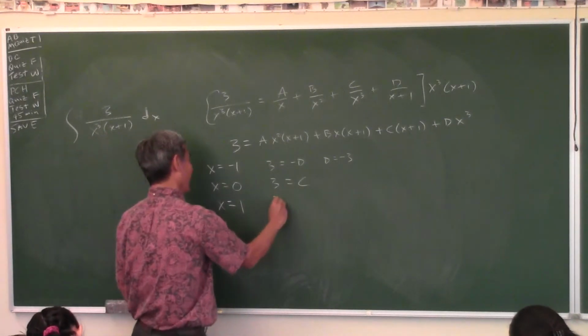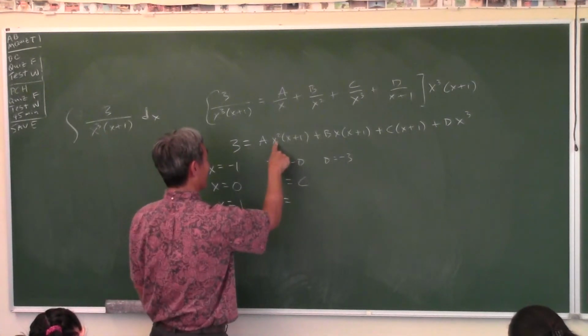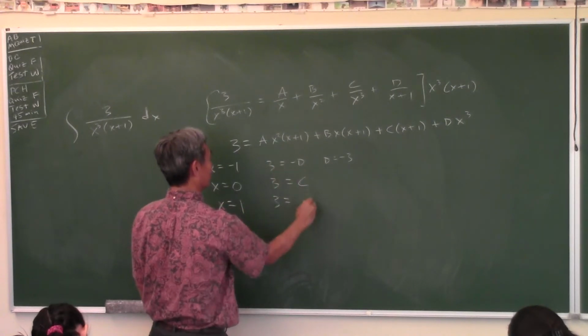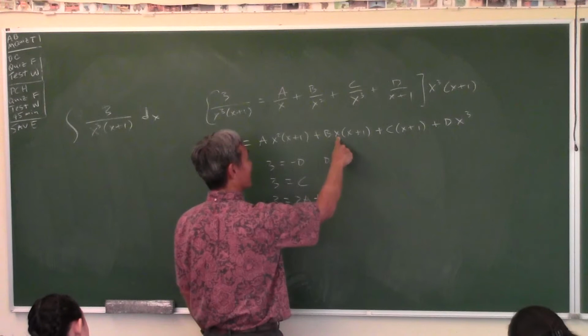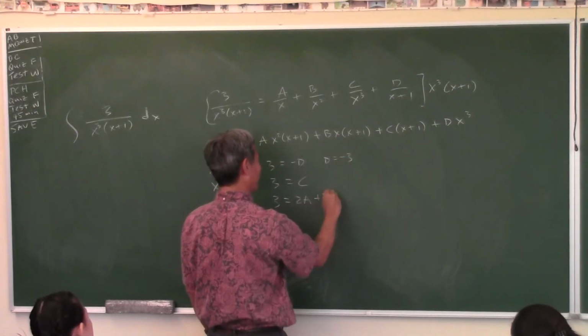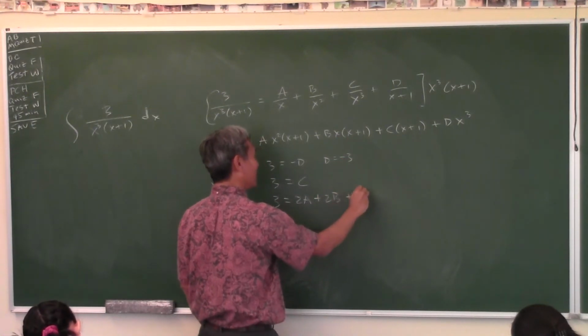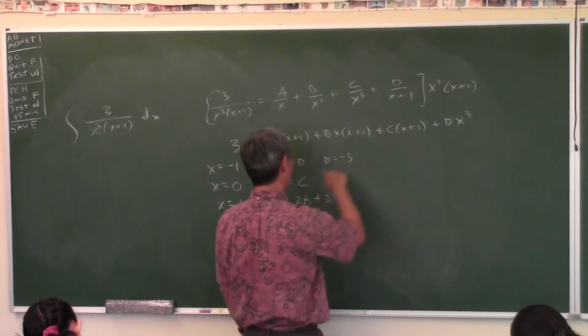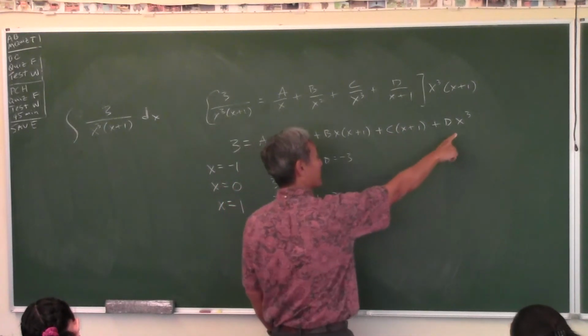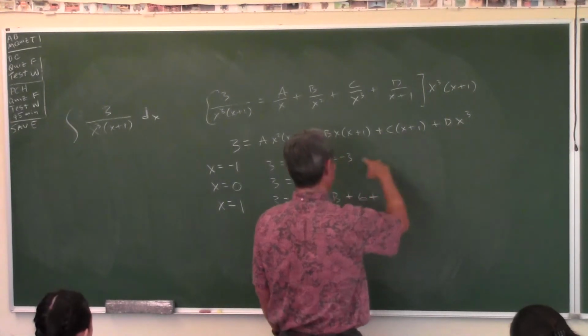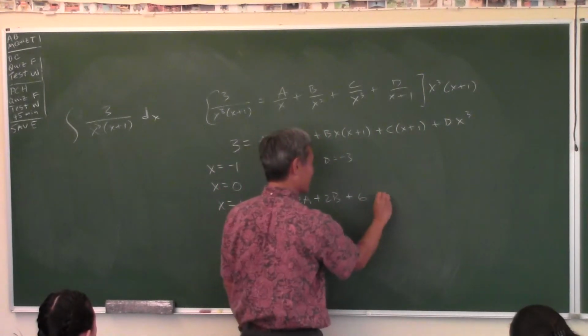So 3 equals, plug in 1 for x. 1 times 2, 2a. Plus, plug in 1 for x here, 1 times 2, 2b. Plus 2c, but we already know c is 3, so that's 6. Plus, plug in a 1 for x there, plus d, but we already know d is negative 3. So minus 3 then, right?